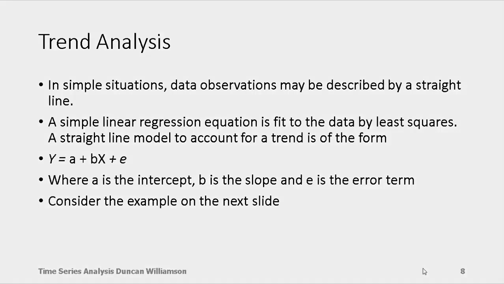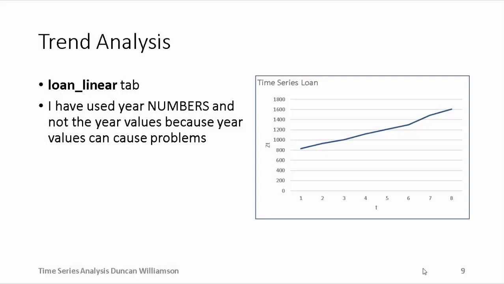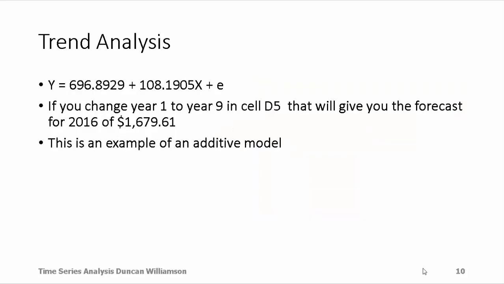Consider the example on the next slide, on the lone linear tab. Notice I've used year numbers and not the year values because year values can cause problems when creating the forecast. In this case, y equals 696.8929 plus 108.1905x plus e. If you change year 1 to year 9 in cell D5, that will give you the forecast for 2016 of $1679.61. And this is an example of an additive model.